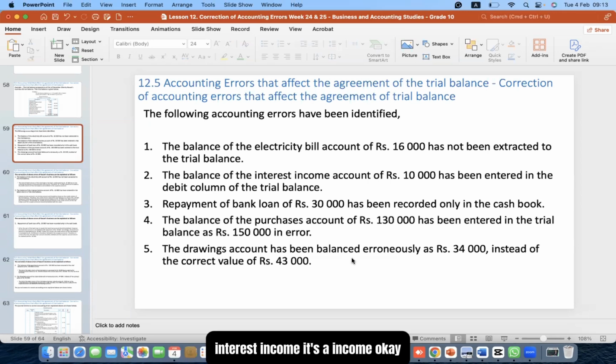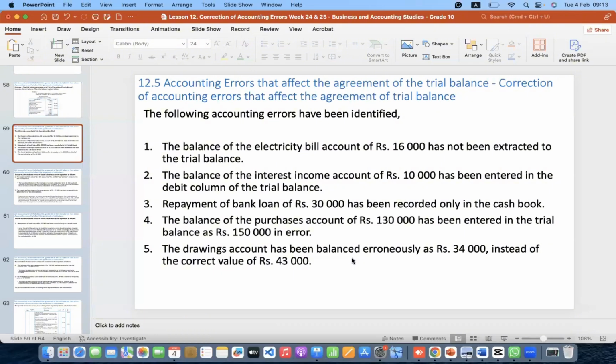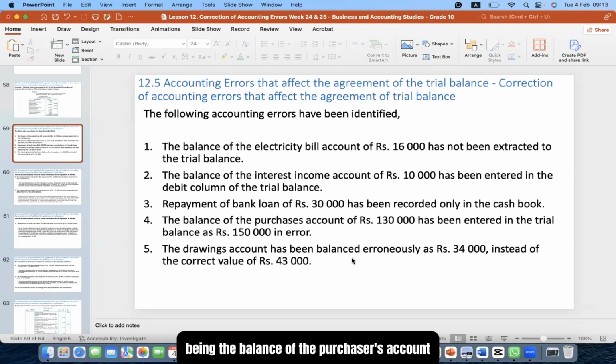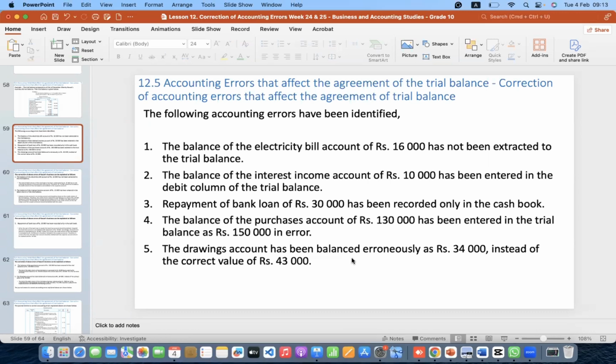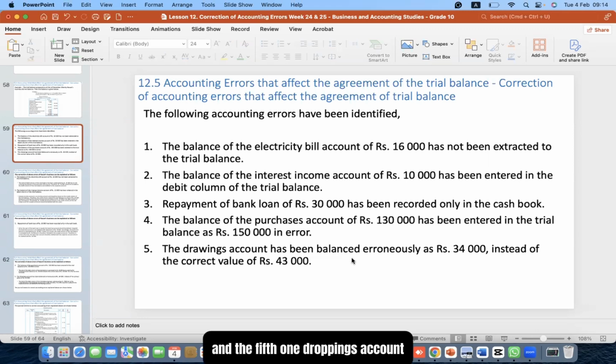So it has been incorrectly recorded; interest income is an income. Third, repayment of bank loan of rupees 30,000 has been recorded only in the cash book. Fourth, the balance of the purchaser's account of 1,30,000 has been entered in the trial balance as rupees 1,15,000 in error. And the fifth one, the drawings account has been balanced erroneously as 34,000 instead of the correct value of 43,000. Okay, let's see how we can correct these errors.